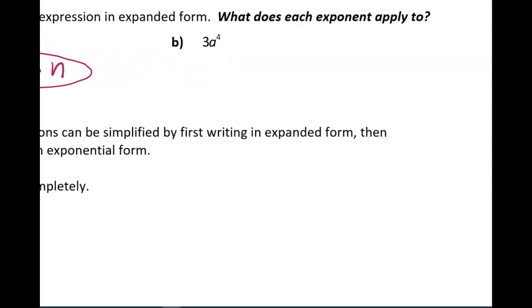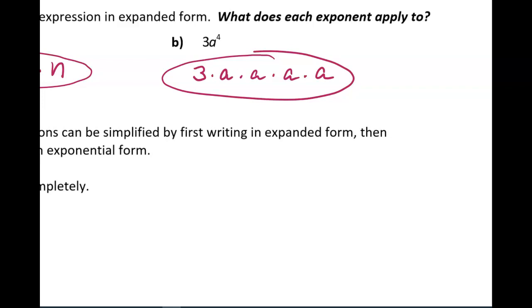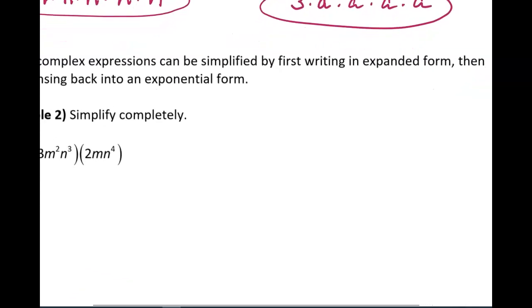3a to the fourth. Now this one's a little bit more complicated. What we have to realize here is that the exponent only applies to whatever is immediately to its left. So that 3 is just a 3. The a raised to the fourth power is a times a times a times a. That's going to be important as we look at some more complex expressions and we try to do some operations here.